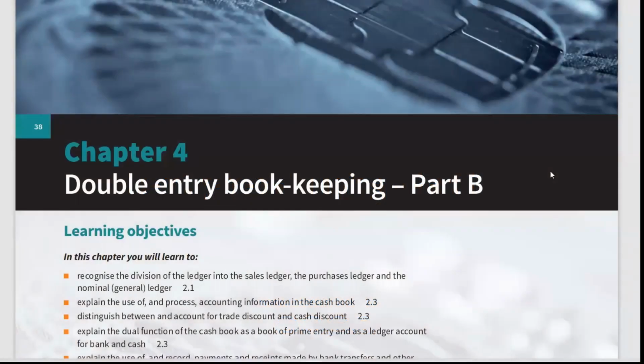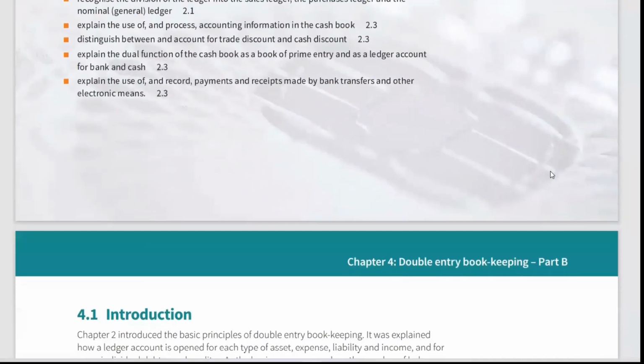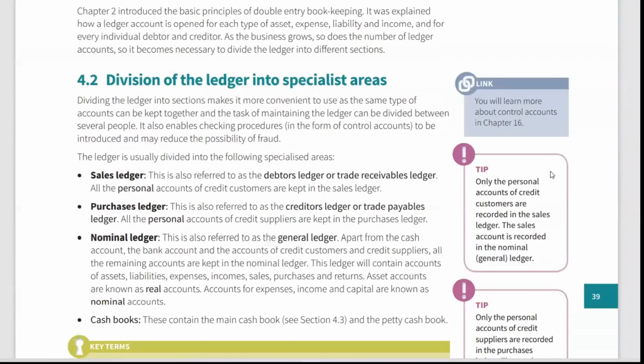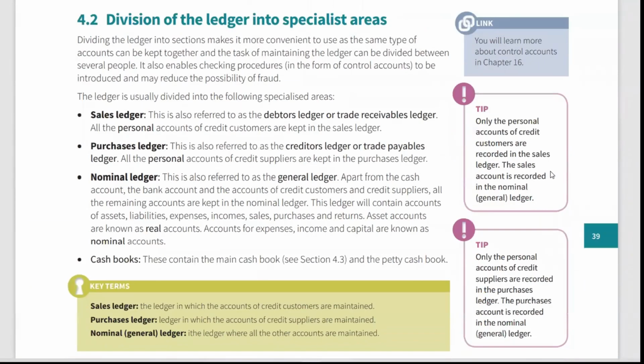Okay, chapter 4, double entry bookkeeping part B. We have done some of it, and we'll just give ourselves a very quick review of that. We learned division of ledgers, the three types of ledgers: sales ledger, purchase ledger, nominal ledger. The definitions are given on the screen. You can remind yourself with the definitions.